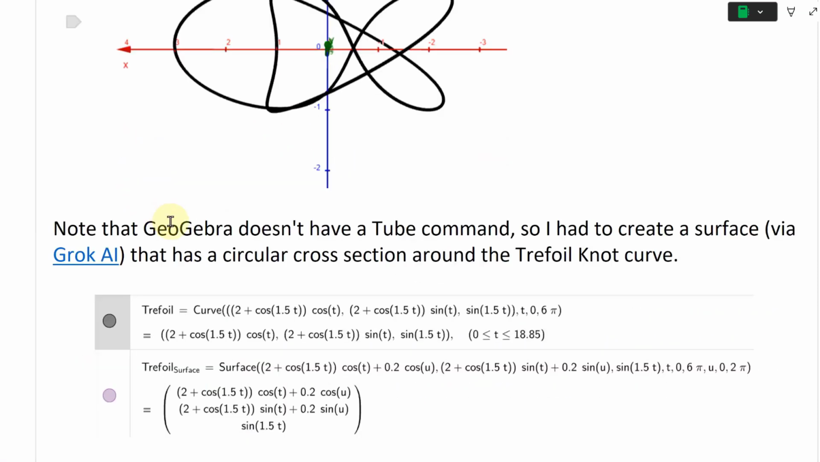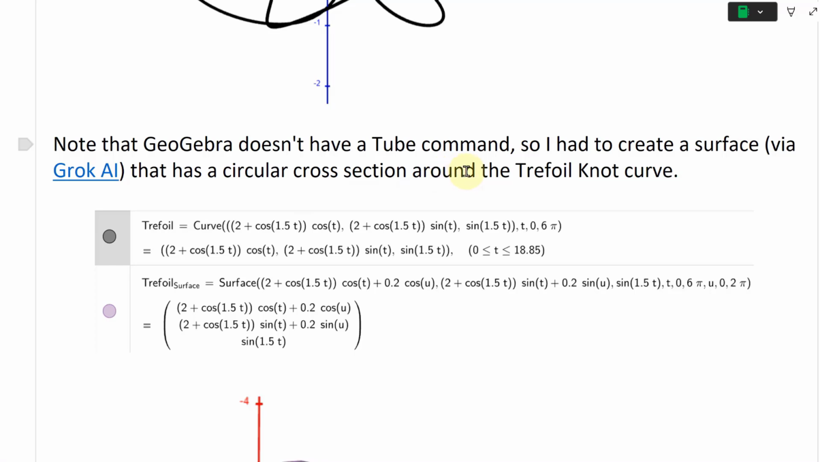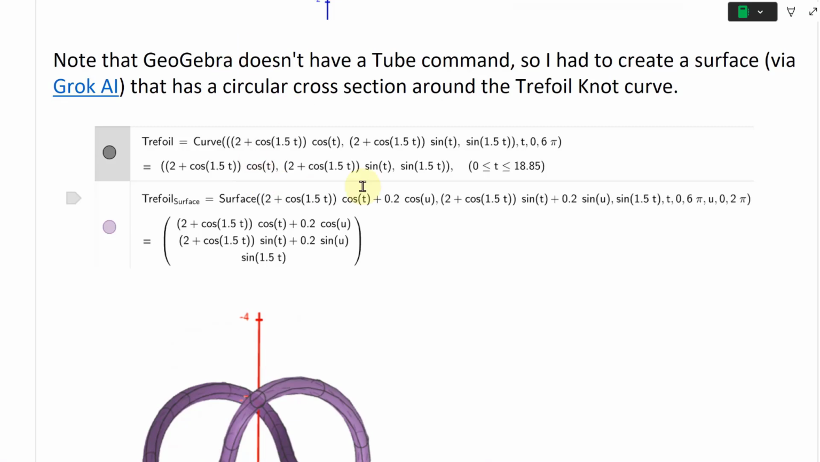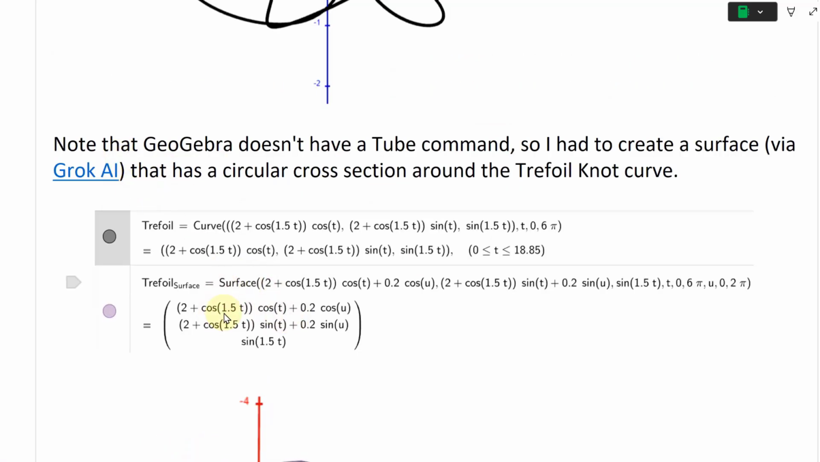There's the X. Note that GeoGebra doesn't have a tube command, so I had to create a surface via Grok AI. I just asked it for a circular cross section around the trefoil knot curve. This one's a bit simpler than the other one I did in my earlier example 7. I used Grok AI to tell me what to do, and this is our parametric equation.